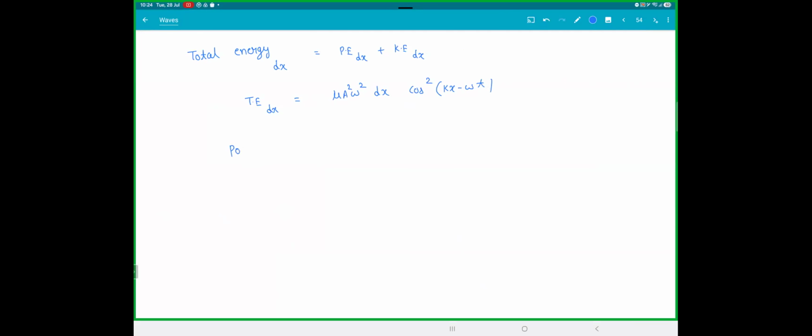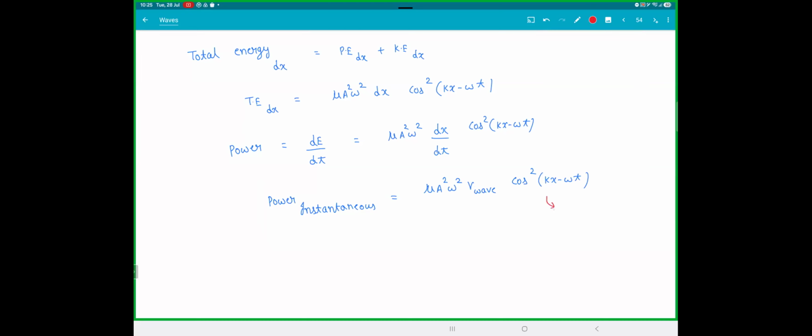And we know what is power. Power is nothing but energy by time. So this will be a small energy dE by dt. This will be mu a square omega square dx by dt cos square (kx minus omega t). And dx by dt is nothing but wave speed. So this is the instantaneous power. So this much power is passing through the string at any instant. So mu a square omega square v wave cos square (kx minus omega t). So when someone is generating a wave, they're sending this power every instant.